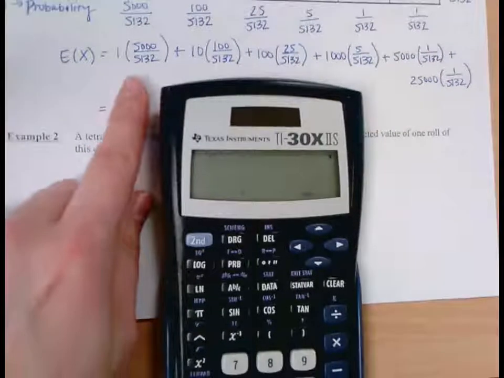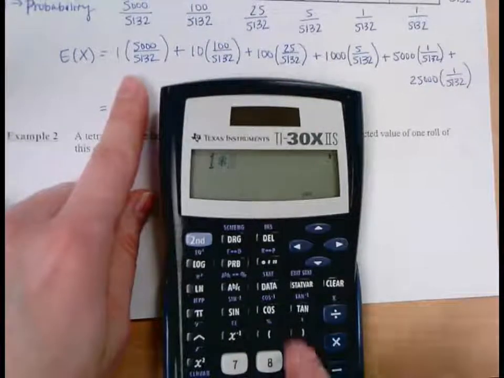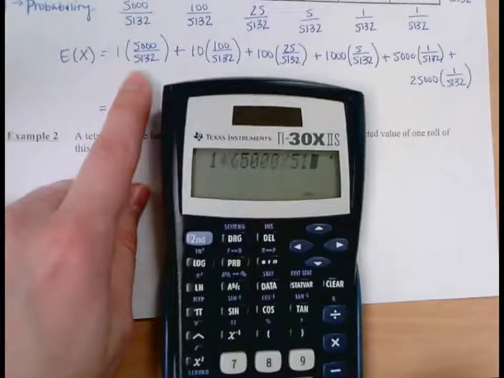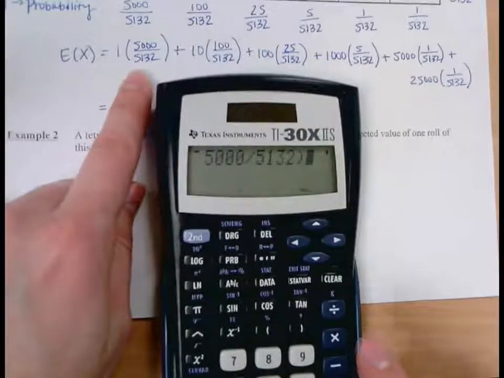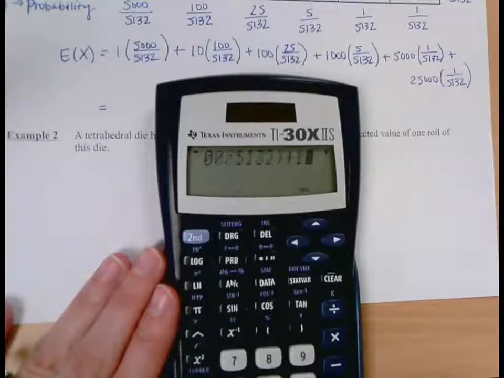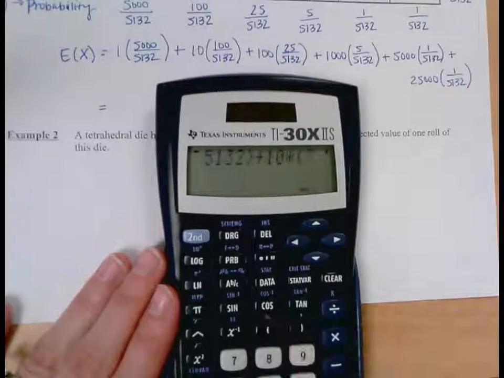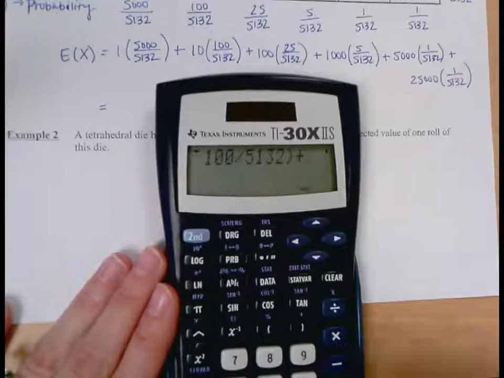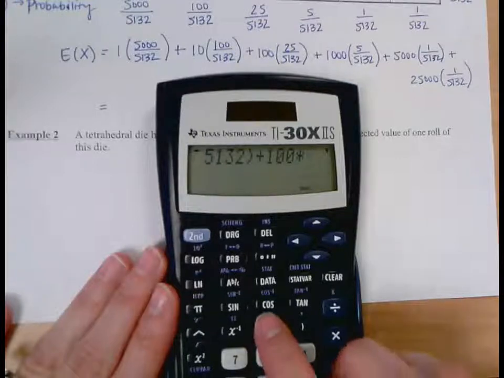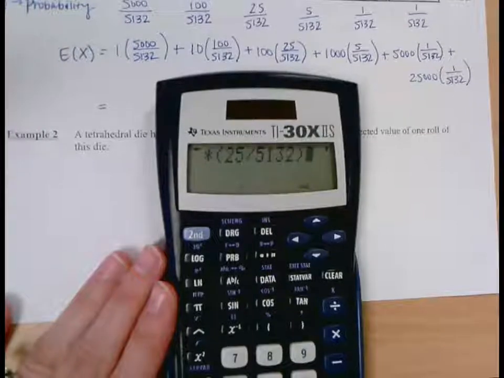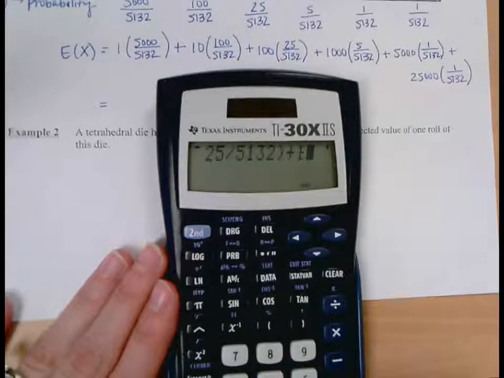So I would just type it in as 1 and then times, in parentheses, 5,000 divided by 5,132, close the parentheses, and then plus, and so on. So then plus 10 times, in parentheses, 100 divided by 5,132, close the parentheses, plus 100 times, in parentheses, 25 divided by 5,132, and so on here.